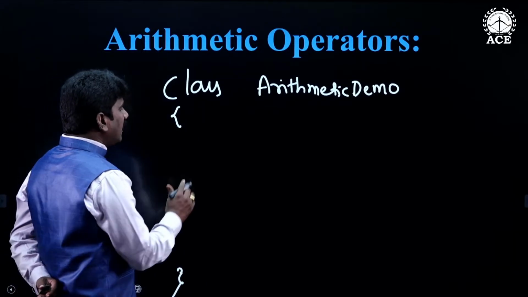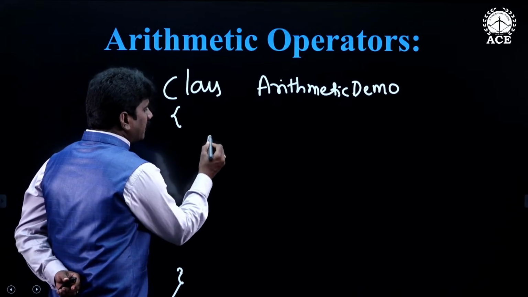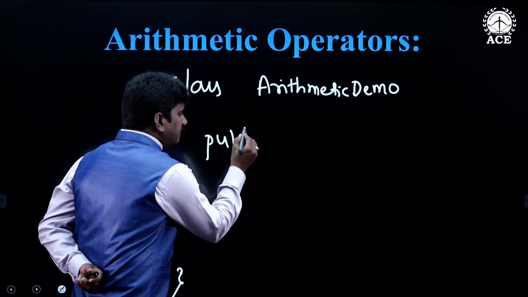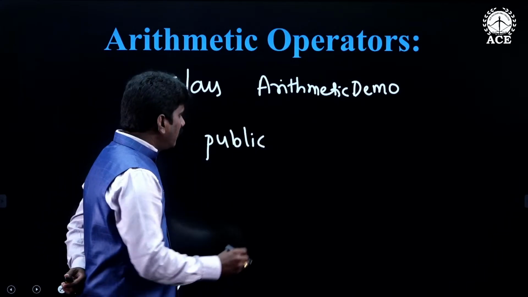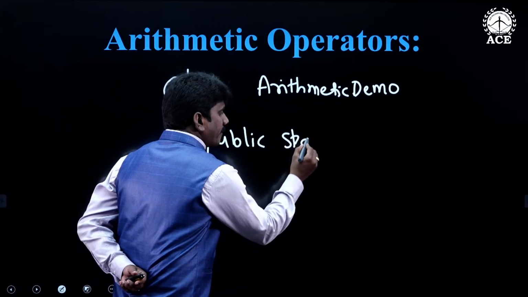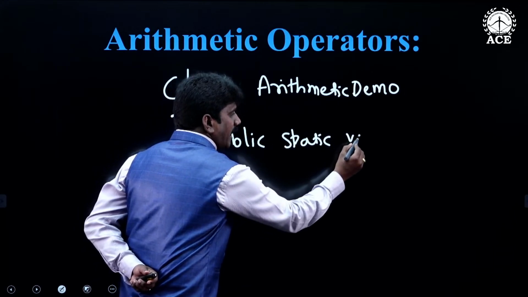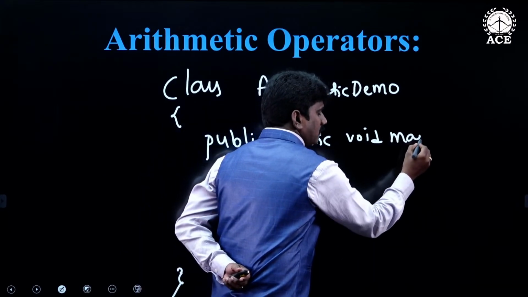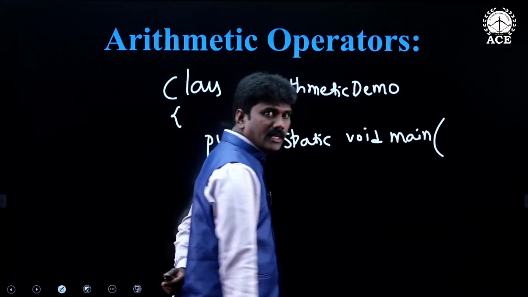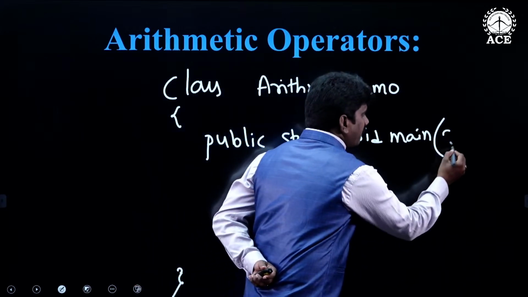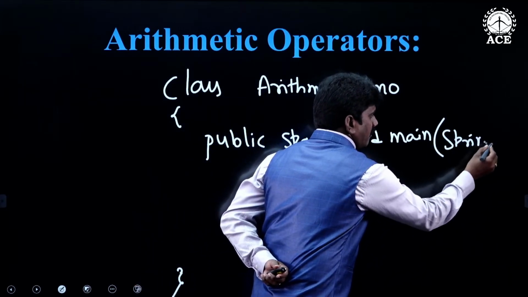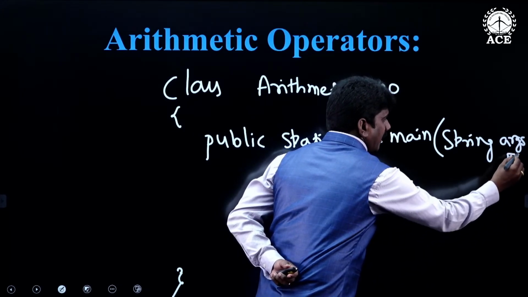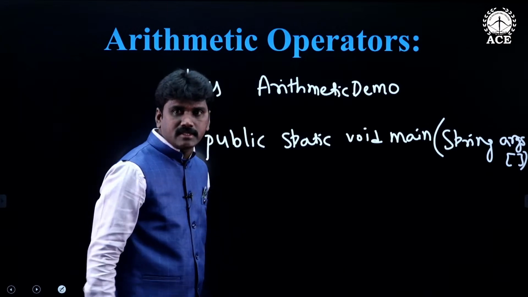And inside this, let us take the first one, the main method. How will the main method be written? The first one is public, second static, and void, and then main, and after that we have to write String args array. Like this, we have already seen.